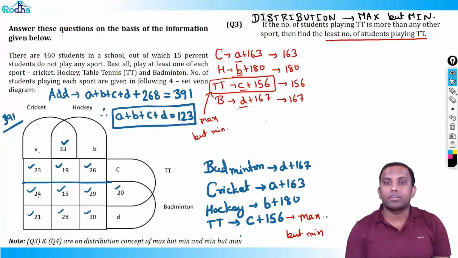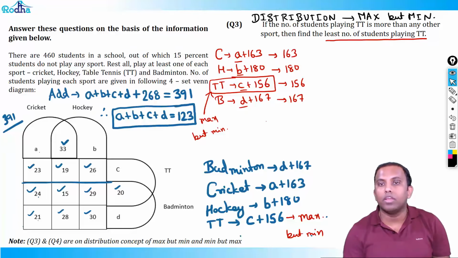It is 167, right? Now, in total we have A plus B plus C plus D left with us, that is 123. So in total we have 123, which should be distributed among all these people. A plus B plus C plus D is 123.